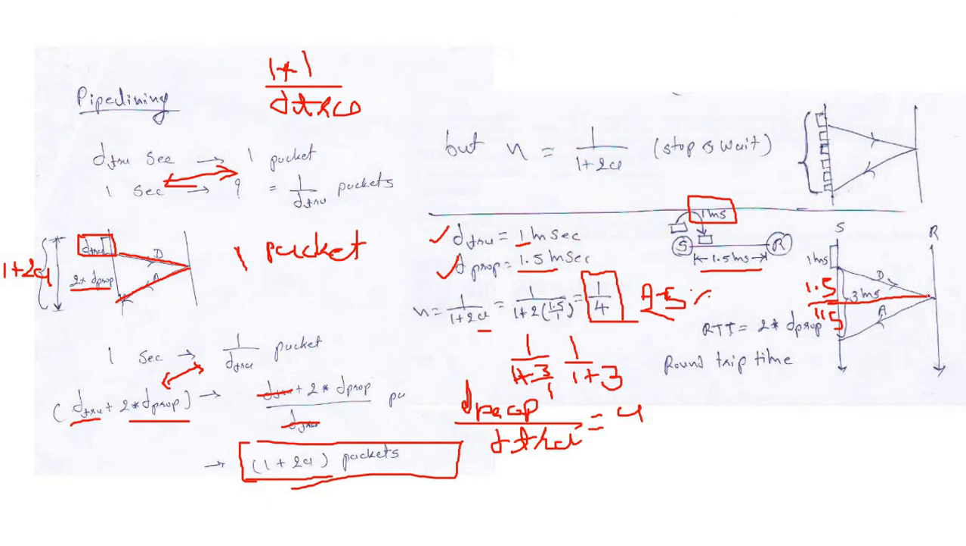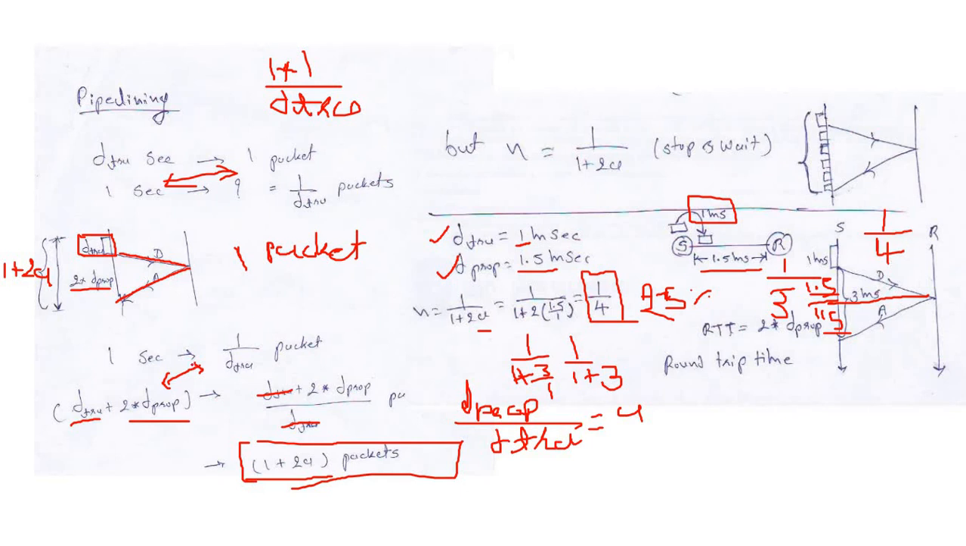So 1.5 millisecond is required for the transmission, and another 1.5 millisecond for the acknowledgement. So 1.5 plus 1.5, total time is 3 milliseconds. Plus 1 millisecond for the transmission. So 1 plus 3, total 4 millisecond is here. Out of 4 millisecond, how many packets are we able to send? We are able to send 1 packet only. So we are sending 1 packet out of 4 milliseconds.